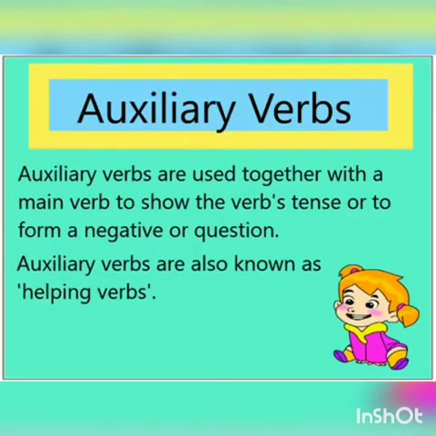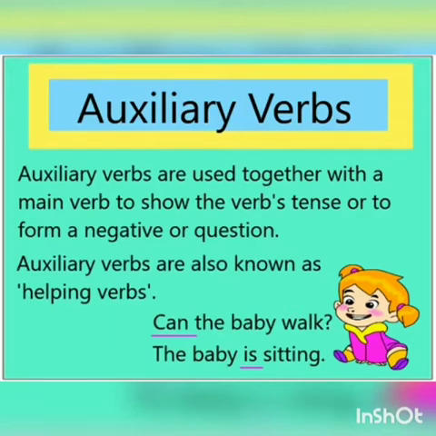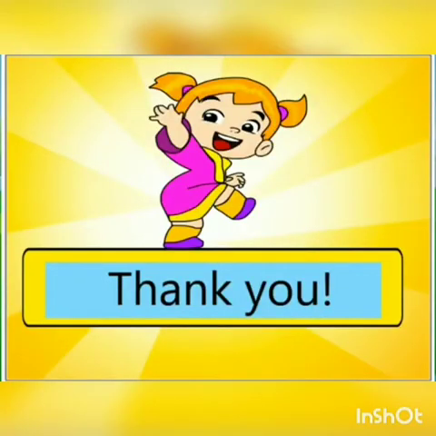So to summarize what we have learned, what are auxiliary verbs? Auxiliary verbs are used together with the main verb to show the verb's tense or to form a negative sentence or a question. And remember, auxiliary verbs are also known as helping verbs. For example, can the baby walk? Here walk is the main verb and can, the auxiliary verb, helps us to form the question. The baby is sitting. Here sitting is the main verb and is tells us that the sentence is in the present tense. Thank you so much for watching.